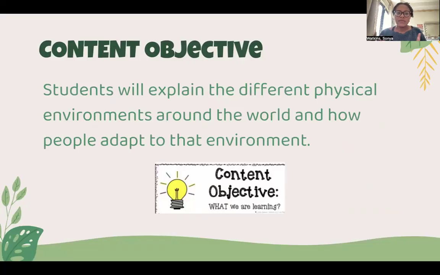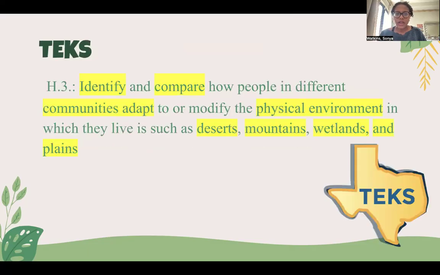The content objective is that students will explain the different physical environments around the world and how people adapt to the environment. In the content objective, it's what are we learning? So I want the students to learn the different physical environments and how people adapt to them. Those are the two key things that I want the students to take away from this. My TEKS are to identify and compare how different communities adapt to or modify the physical environment in which they live, such as deserts, mountains, wetlands, and plains. So that's my TEKS.